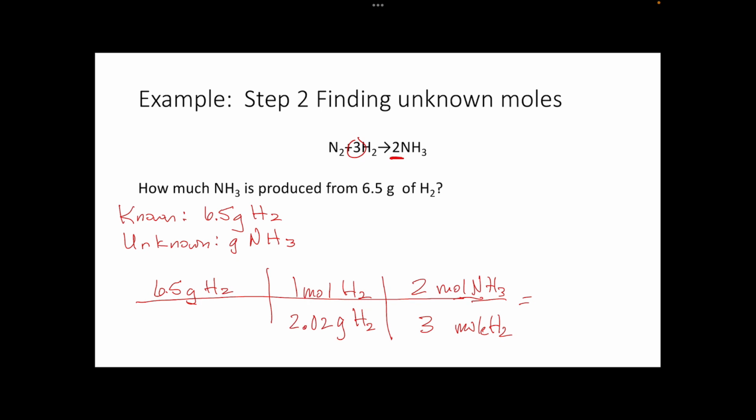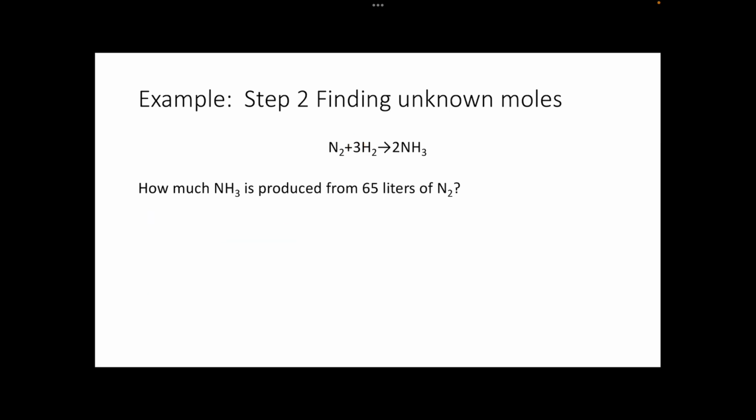And you can do that whichever way you want. It does not matter. Times 2. So I'm taking 6.5 times 2 divided by 2.02 and divided by 3. And we get 2.1. Now crossing out all our units here, we can see that we're left with moles of NH3 for step 2.